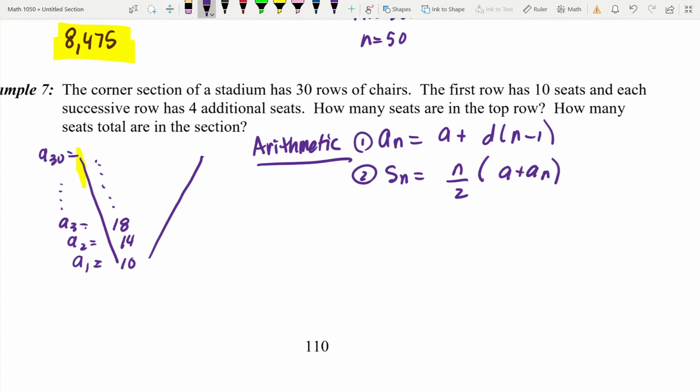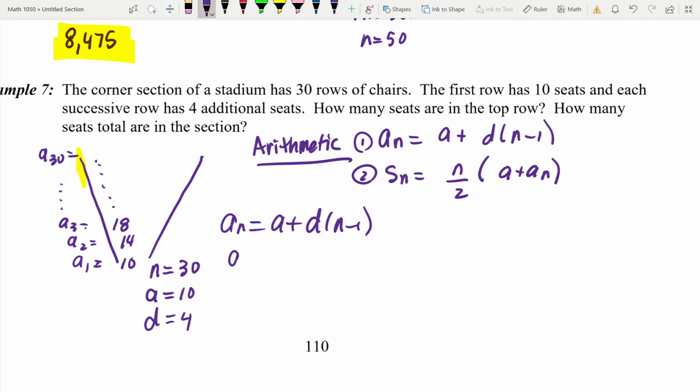Read the question. How many seats are in the top row? Are they looking for 1, a specific term, or 2, the sum of all the terms? It's 1. It's a specific row, a specific term. So everybody go, A sub n equals A plus D times n minus 1. I have to know n, A, and D. N is the 30th row, so that's 30. A is the first row, that's 10. The common difference is 4.